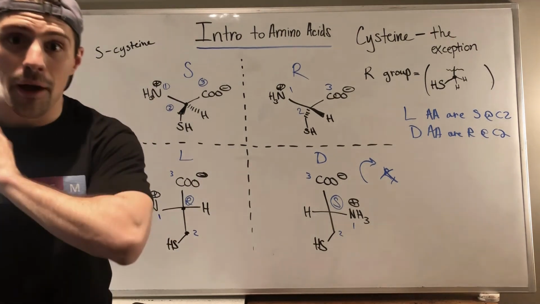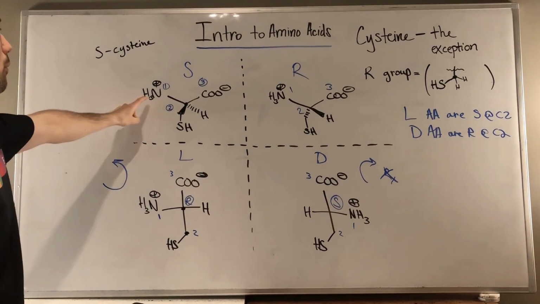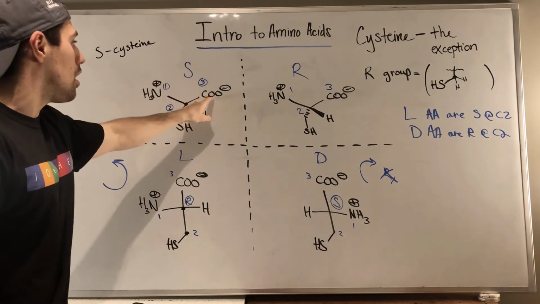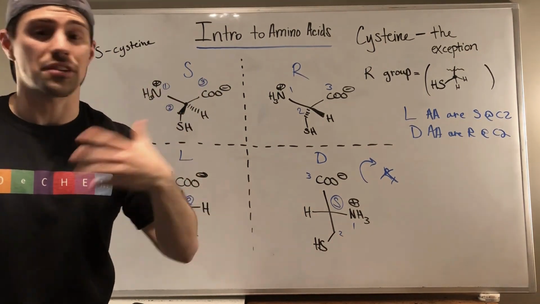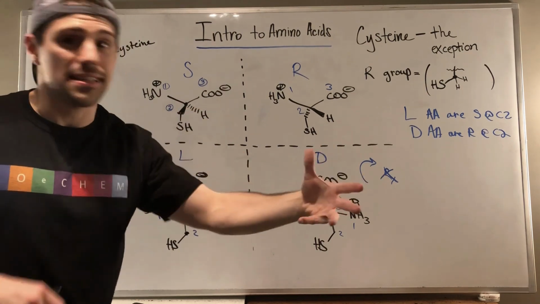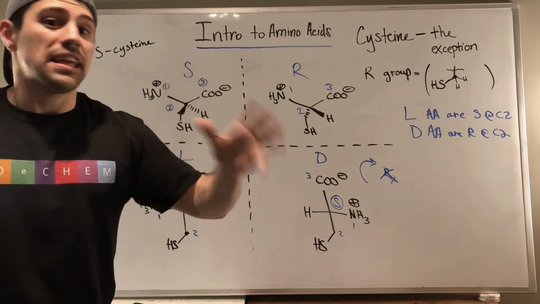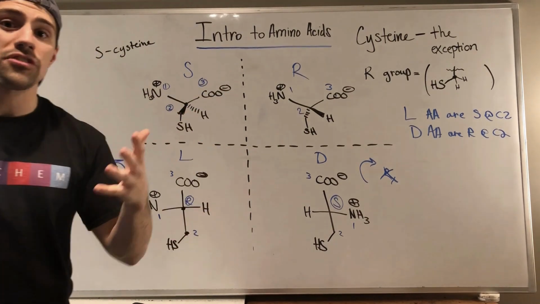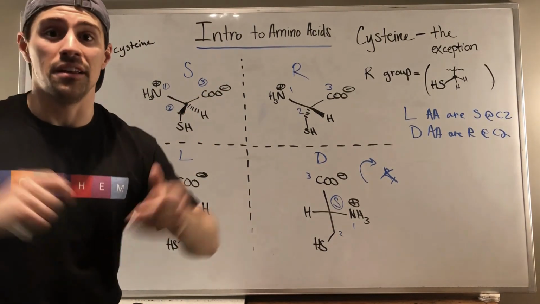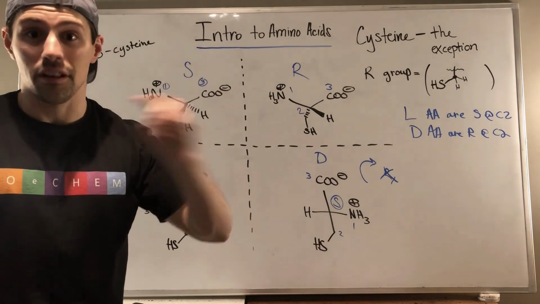What we're going to be talking about next: you were probably wondering why I wasn't just drawing NH2 and COOH. We're going to talk about how amino acids are amphoteric. They can act as bases. They can act as acids. Their charges can look different based on what type of pH environment they're in. We're going to talk about that in another video.